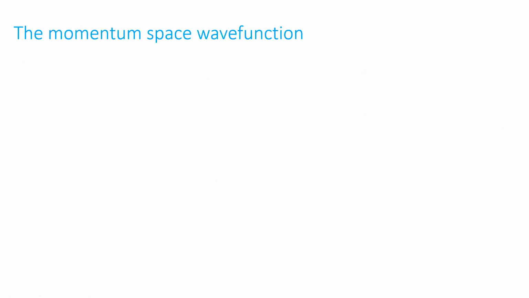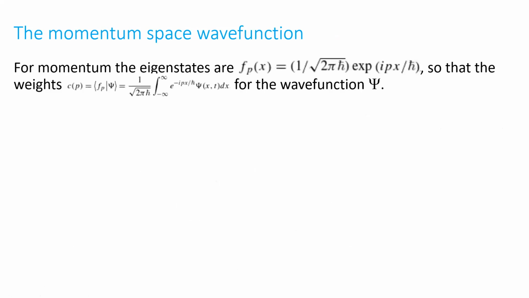Okay, so let's talk about the momentum space wave function, which turned out to be very useful. So let's look at what we were just talking about in terms of the momentum. So for momentum, the eigenstates are exponentials, e to the i p x over h bar, with a normalization factor out in front.